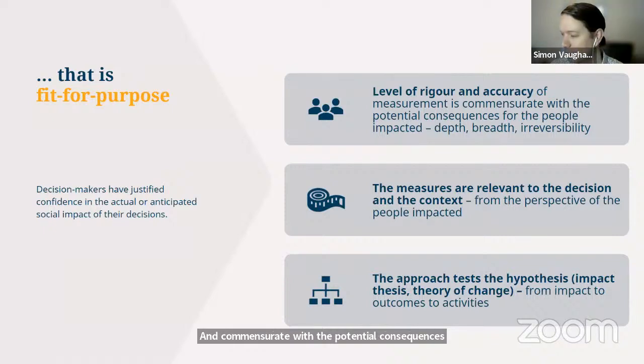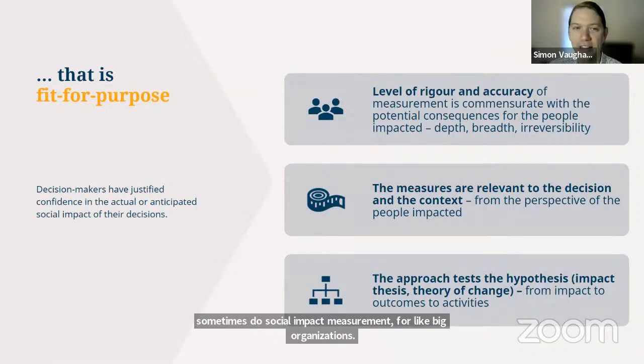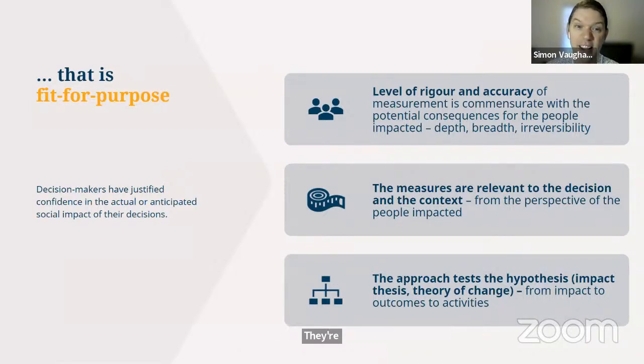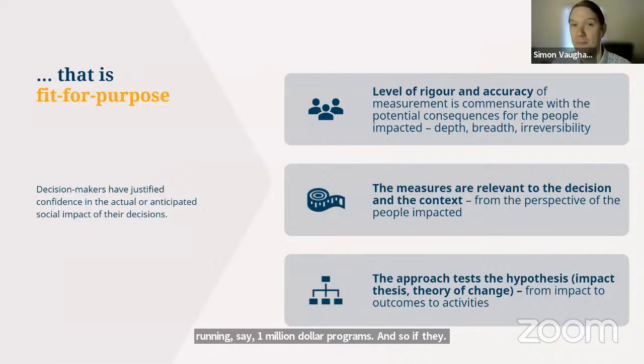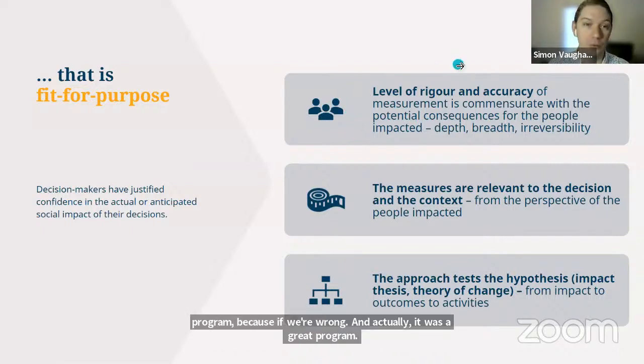So for example, we sometimes do social impact measurement for big organizations. They're running, say, $1 million programs. And if they are going to make a decision to stop a $1 million program because our measurement says it's not working, we need to have a really high level of rigor. We need to be very confident in our findings if an organization is going to say we're going to stop this program, because if we're wrong and actually it was a great program and they're ending it, then real harm could be done.